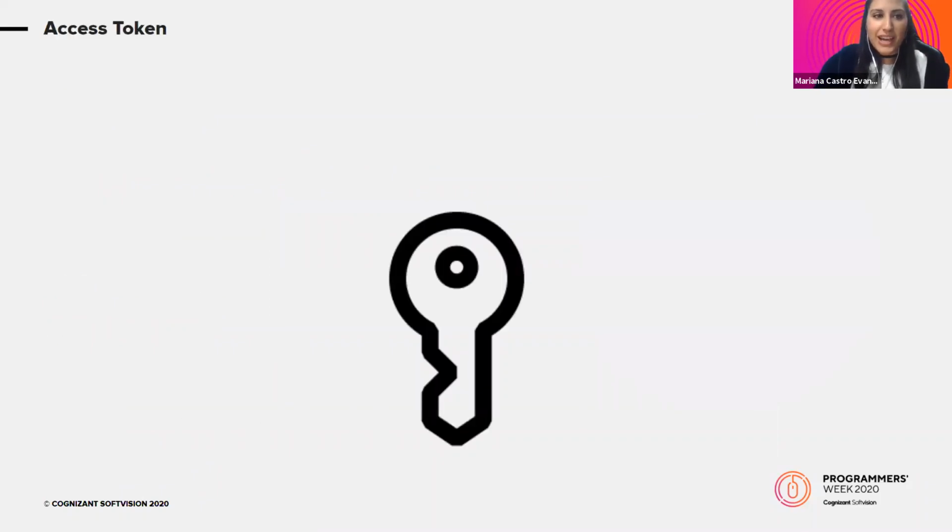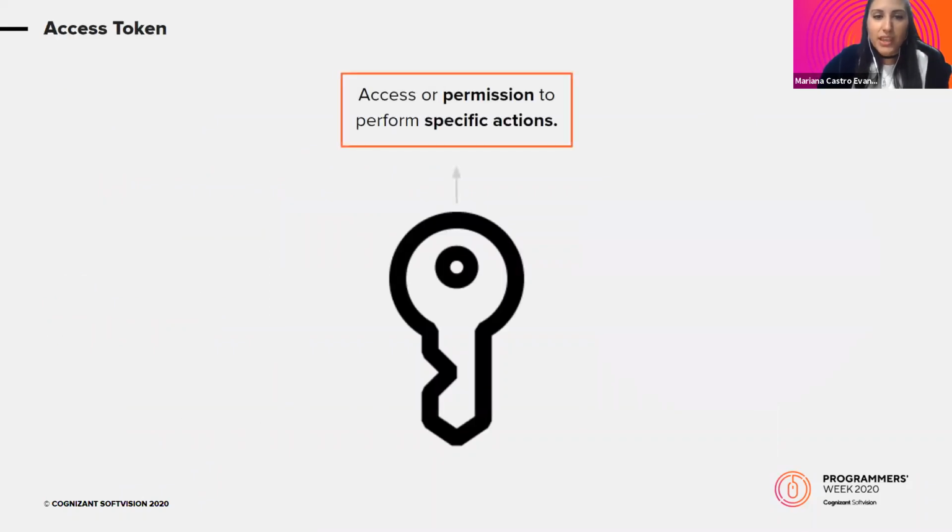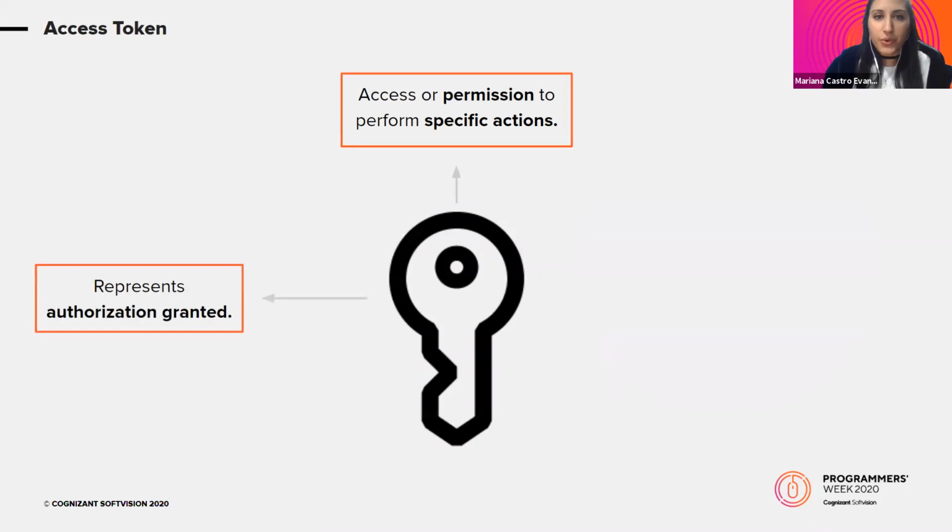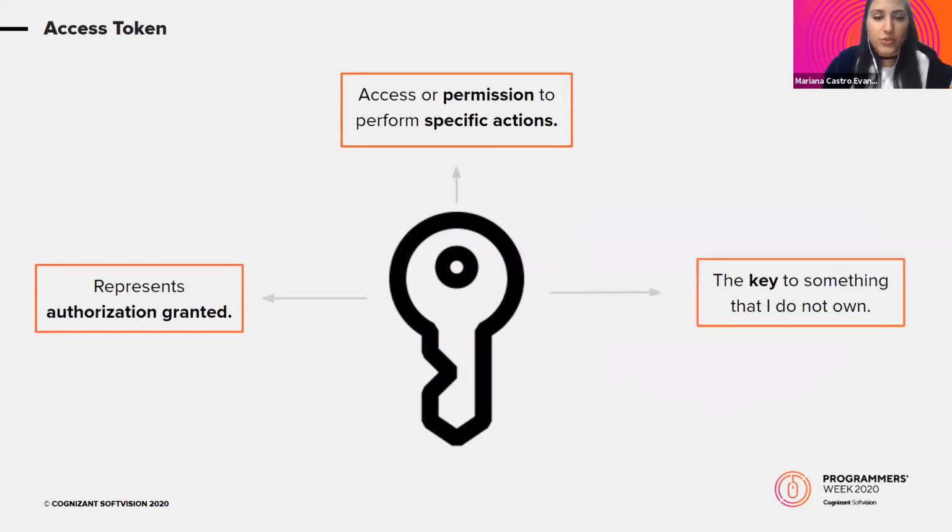Now let's talk about access tokens. They are the permission to perform specific actions. So they basically represent the authorization that was granted. And we can think of them as keys to something that we do not own. With this key, we can access them, but we are not owners.